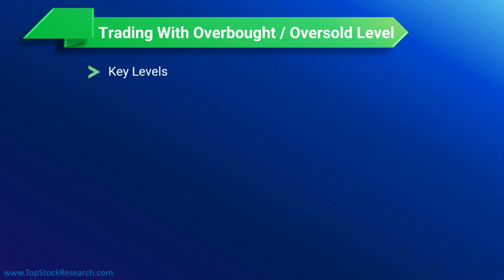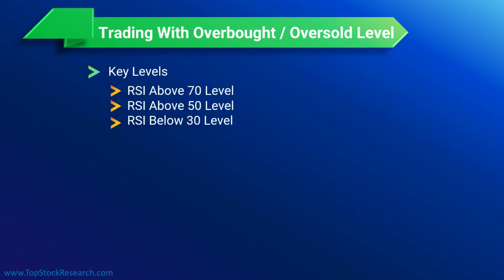So trading with overbought and oversold levels. The key levels, as we briefly discussed, are 70, which is considered overbought, 30 is considered oversold, and 50 is the midline, right? That means it's basically a sort of neutrality zone. Okay, so let's see the screeners we have in Top Stock Research for these particular levels.